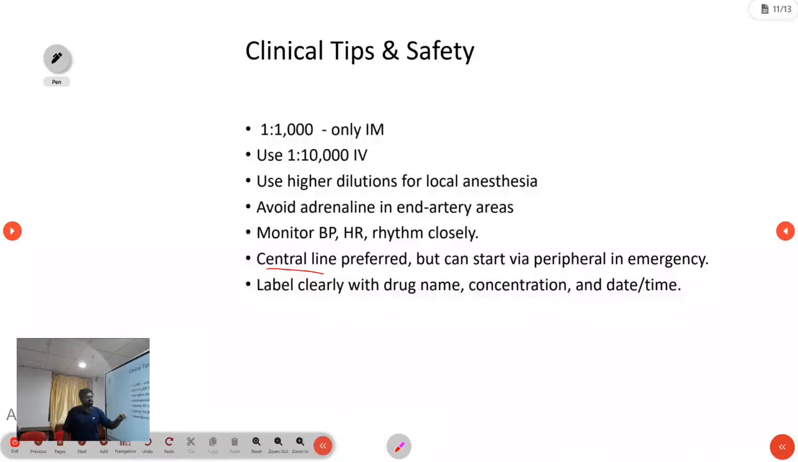Next, once we have diluted the adrenaline, we have to make sure we label it clearly with the drug name, and the concentration, meaning each ml consists of how many mg, and the date and time is very important.